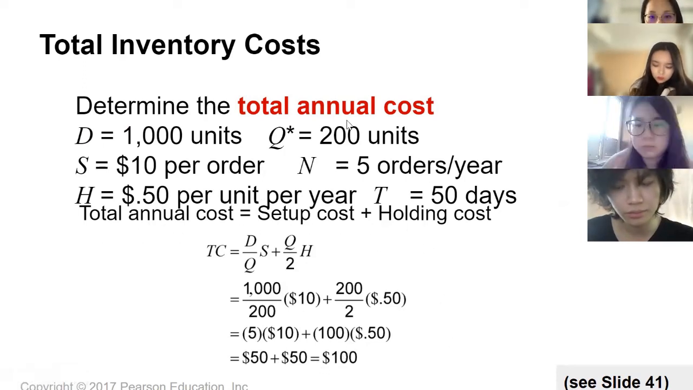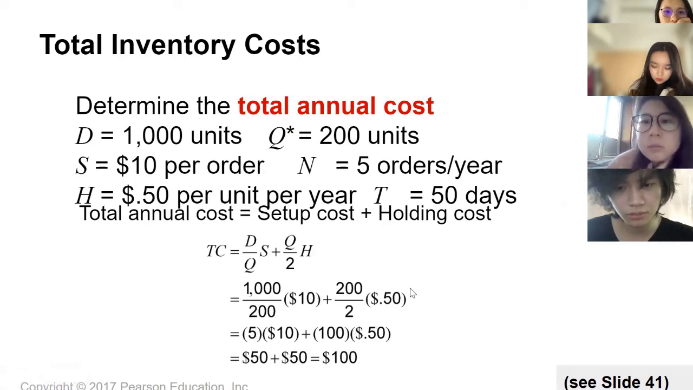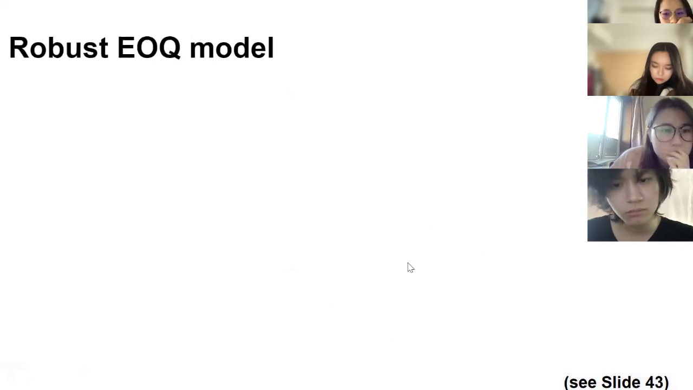So you can compare between, if you put in Q, Q is 100, then you definitely, your ordering times will increase. This average inventory, of course, reduced, and your holding cost is lower, but your ordering will be higher. So you can see that the total cost will increase actually. Okay. Right.